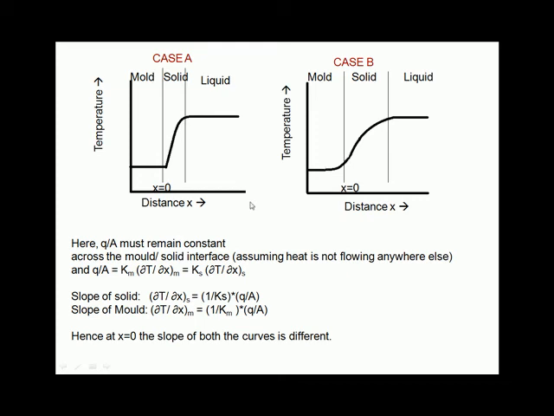Now one important thing to note here is why the slope changes. Why can't it be like this or something like this? So why the slope changes? So slope of solid here would depend on the solid properties only, and that would be given by 1 by ks into q by A. Now q by A is the heat flow, which is the same in both the cases, because the heat entering should be the heat exiting. We are assuming here that heat is not flowing anywhere else, and slope of mold is given by 1 by km into q by A. So here we can clearly see that because of this ks and km, both slopes would be different at x equal to 0.